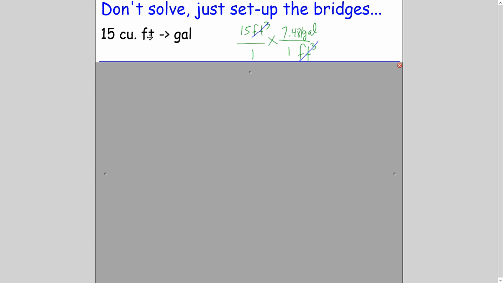Okay, so for this first one, I'm getting rid of the feet. I put them on the bottom. I put gallons on the top. I look at my conversion sheet. So that's the setup.